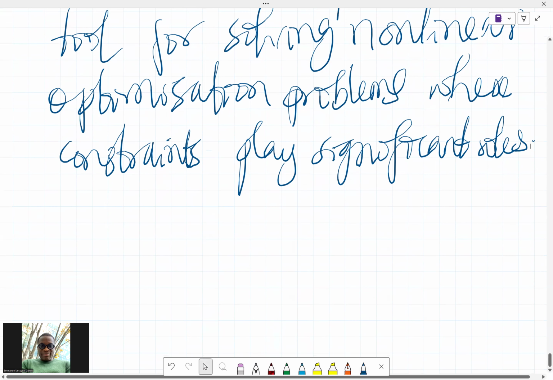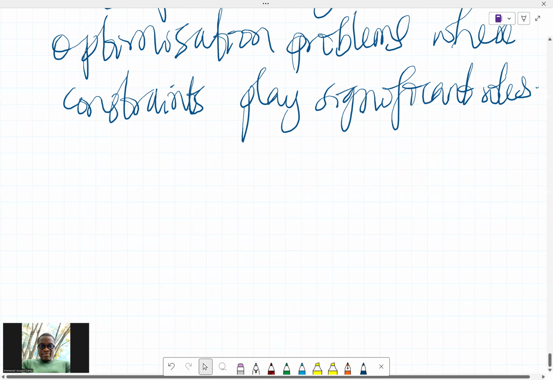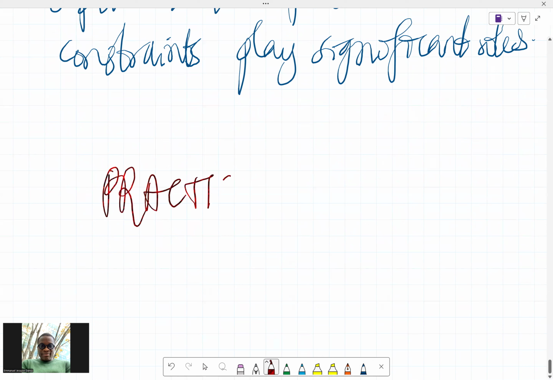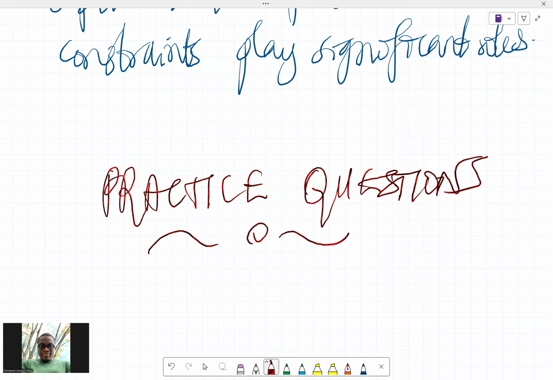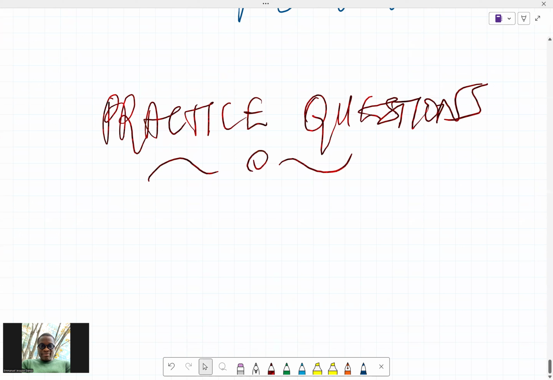Before I call it a day, can we take a look at one or two practice questions? Maybe I'll just say this once without writing. Explain the key idea behind sequential quadratic programming and how it differs from other optimization methods. What is the role of the Lagrangian function in SQP? Why is a quadratic approximation used in SQP instead of directly solving the nonlinear optimization problem? I think that's probably because of the nature of the inequalities. What conditions determine the convergence of the SQP method? How does SQP handle inequality constraints differently from equality constraints?